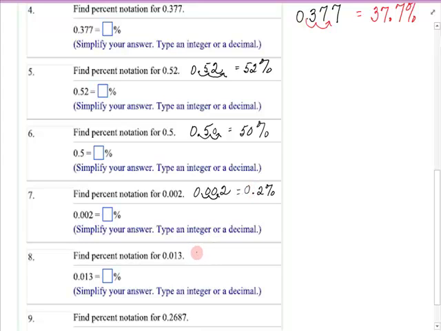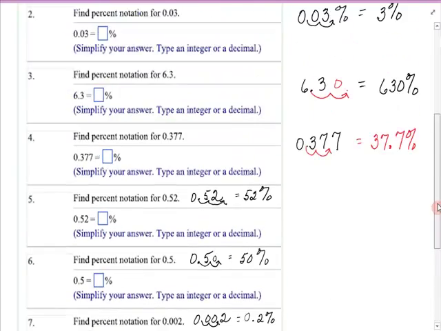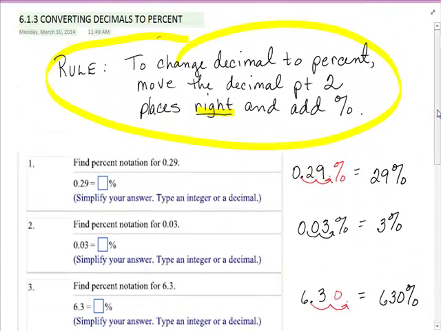All right, the next one, I have 0.013. To change this into a percent, I go 1, 2 places to the right. That's 1.3%. Okay, I have one more, 0.2687. Move it 1, 2 places to the right, and I get 26.87%. So make sure that you remember this rule and have it written down as well.